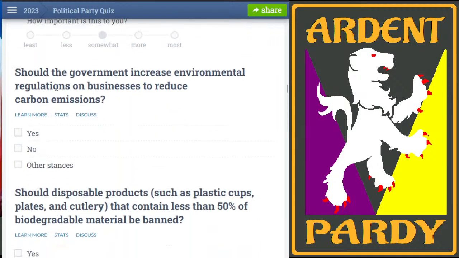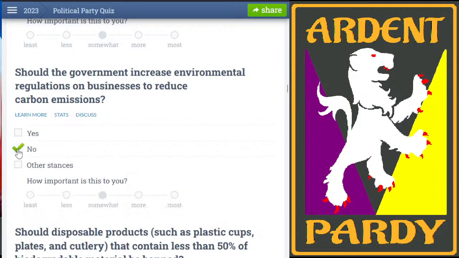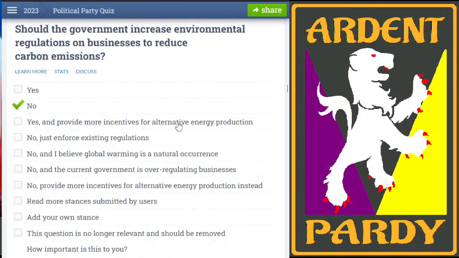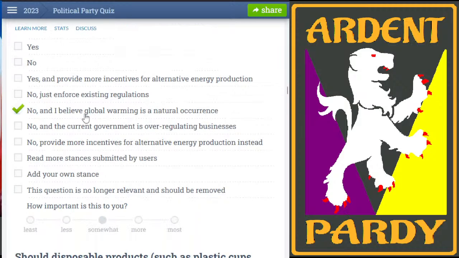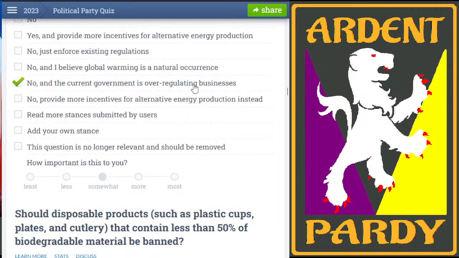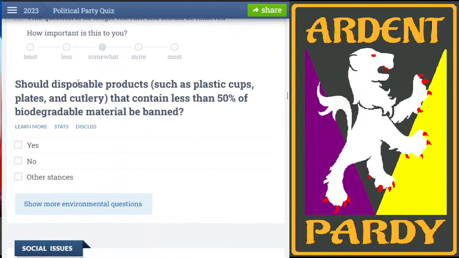Should the government increase environmental regulations on businesses to reduce carbon emissions? No. Other stances, I'm sure one of these is going to be, are you retarded? No, get rid of it. No, global warming, natural occurrence. Current government is overregulating businesses. There we go. I'll just leave it at overregulating business because I don't want to run into the, oh, you're a climate denier bullshit.